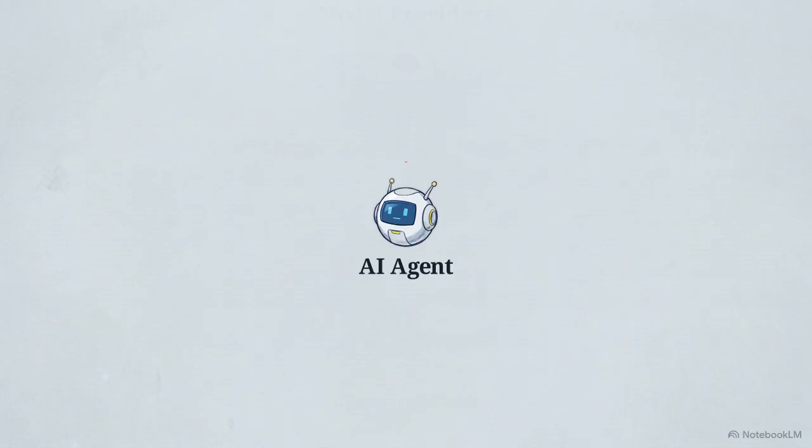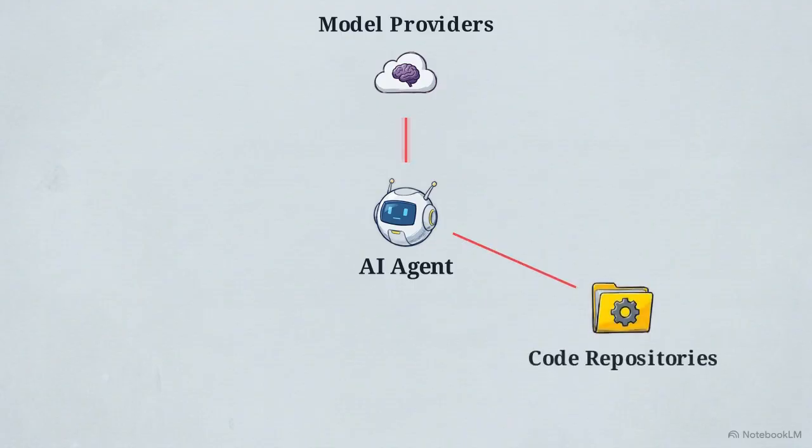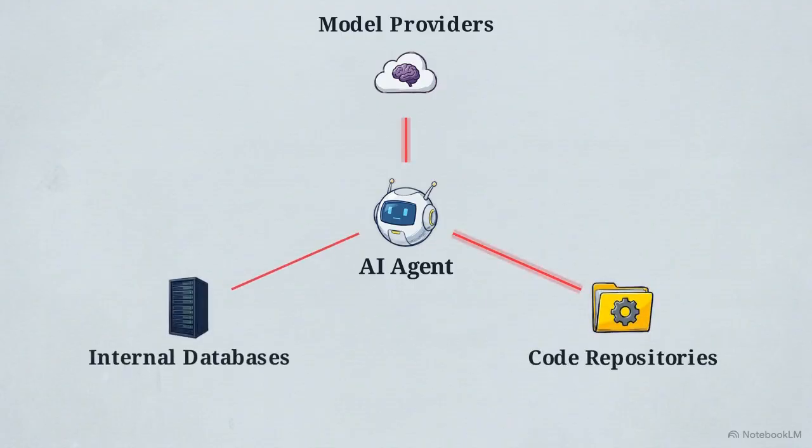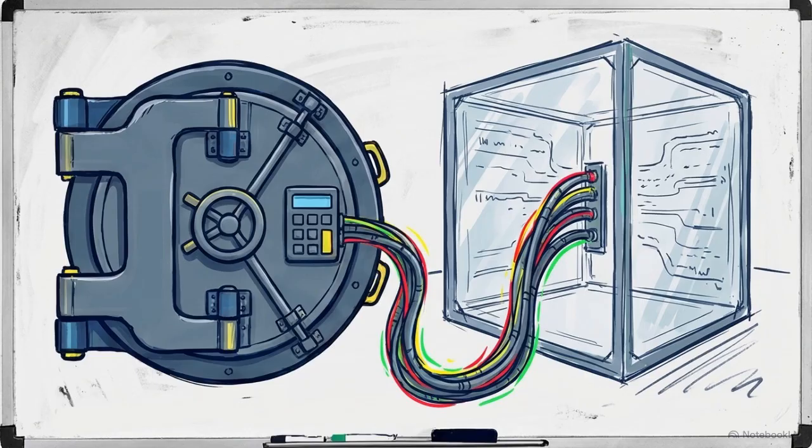A single agent needs access to model providers like Anthropic or OpenAI, your code repositories, and your internal databases just to execute basic tasks. We can eliminate this exposure by connecting Docker Sandboxes directly to 1Password. This keeps your plaintext keys entirely out of your daily workflow.